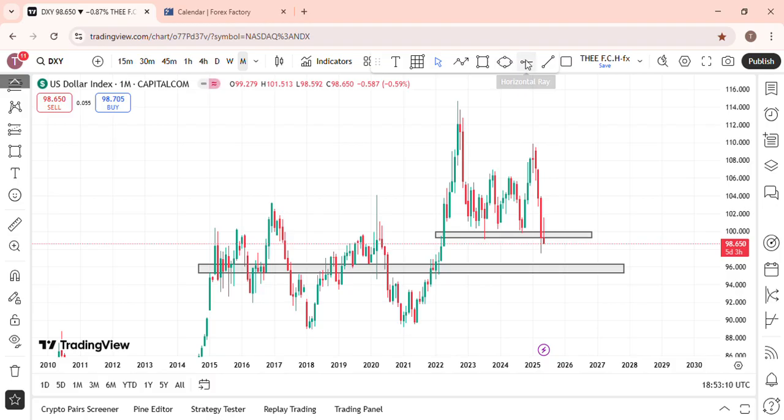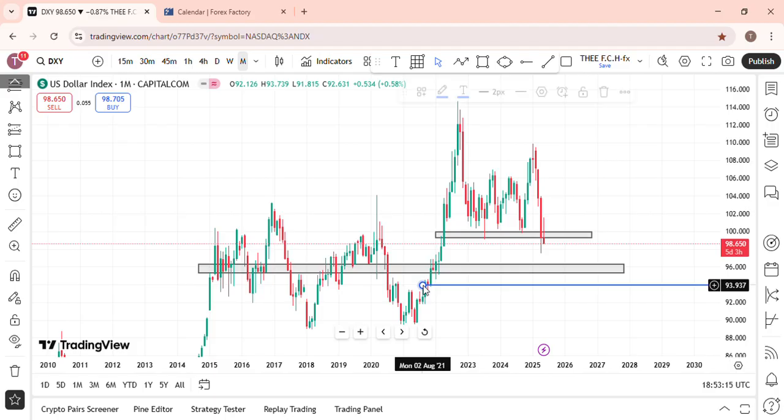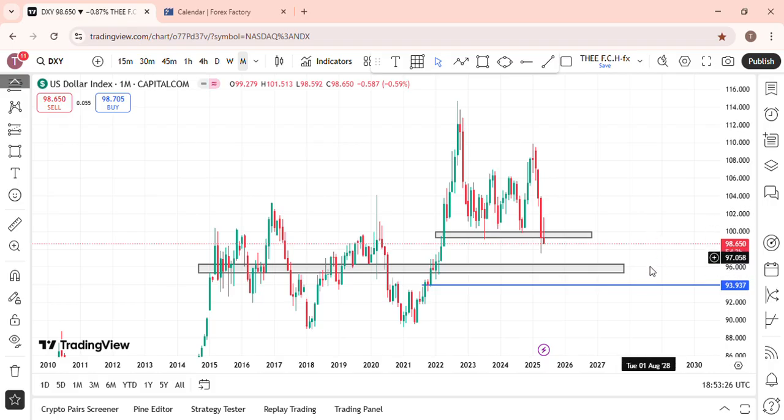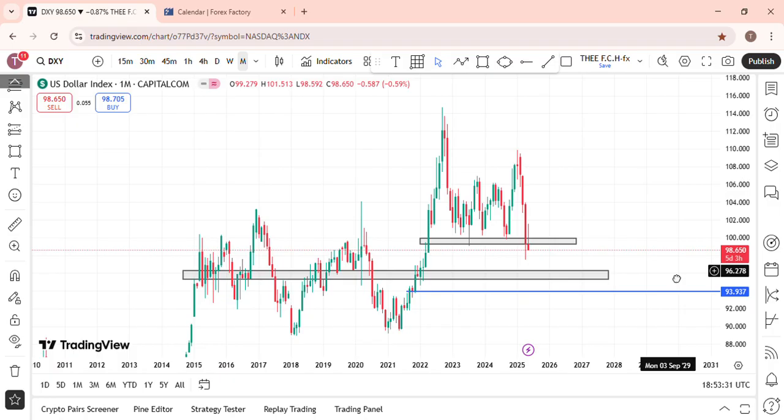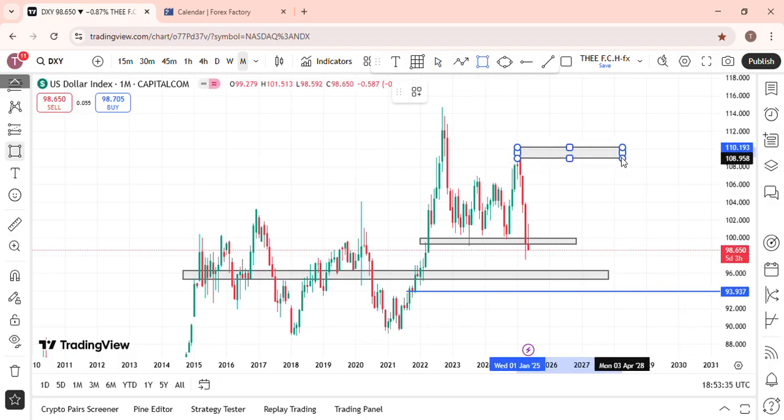The other one is slightly below there. So these are going to be my points of interest. The imbalance here was respected, so we can have it there. So these two, that is 96 and also 93, let's say 94, are going to be my points of interest on the monthly time frame. So that means I expect the dollar index to continue doing what? To continue coming down. Remember, this is the last week of the month.